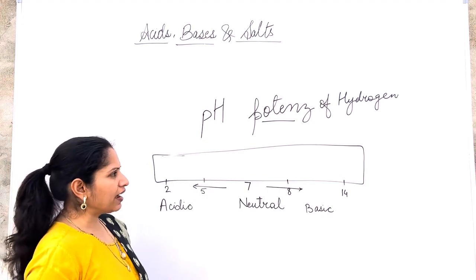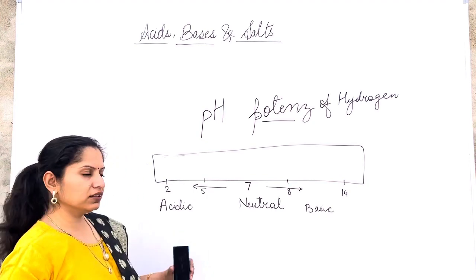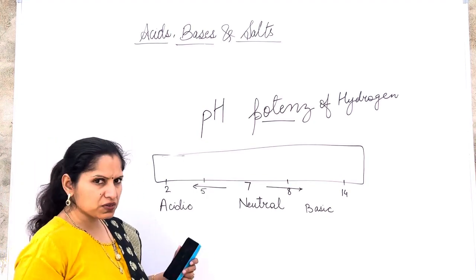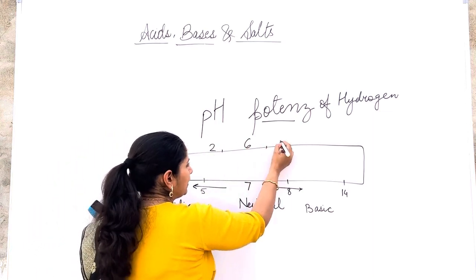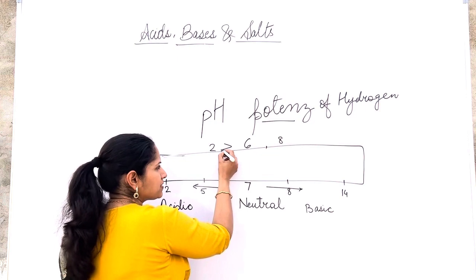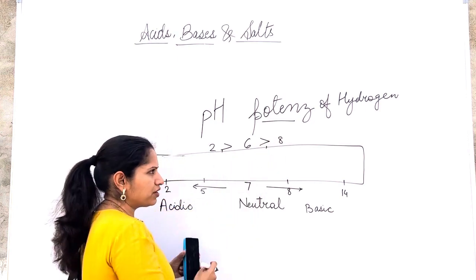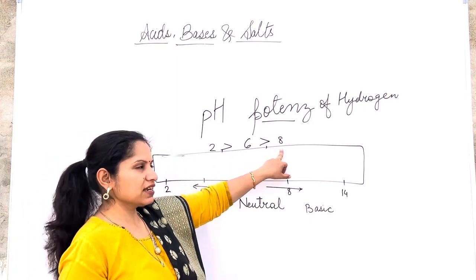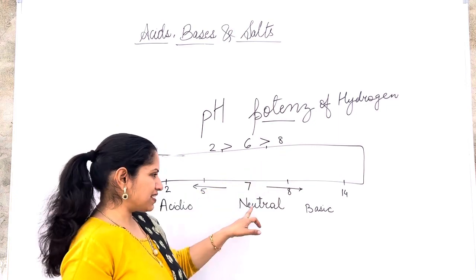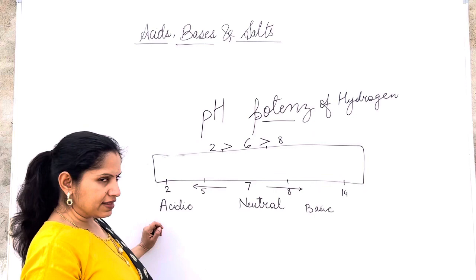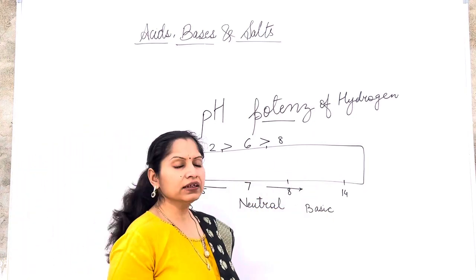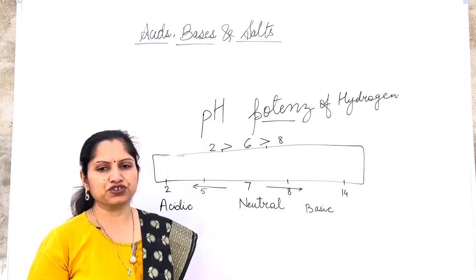If you are asked to arrange the following in acidic behavior, which one is more acidic? If you are given 2, 6 and 8, then 2 is more acidic than 6 and 6 is more acidic than 8, because 8 is actually basic in nature. 7 is neutral, towards lesser it is acidic, and as it goes higher it is basic in nature.